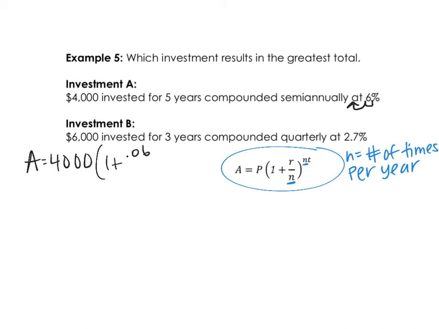Now, we need to figure out what that's divided by. It's a number of times per year. Well, it said that this was compounding semi-annually. Semi-annually means 2 times per year. So we are going to divide this by 2, and part of our exponent is going to be to the second. We also need to figure out how long we are doing this. And it said that we're doing this for 5 years.